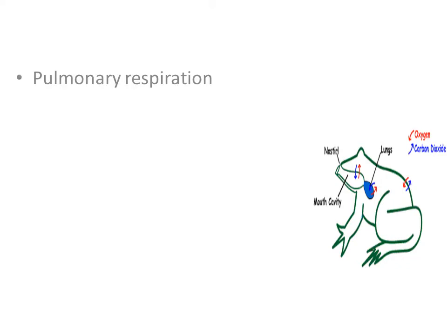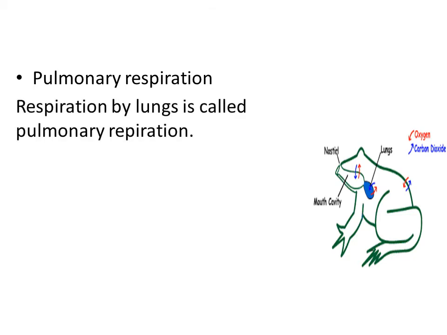Then the second method of respiration is pulmonary respiration. What do we mean by pulmonary respiration? When respiration takes place with the help of lungs, that kind of respiration is called pulmonary respiration. Actually, when the frog is on land, it utilizes lungs for exchanging respiratory gases. Because the lungs are the major organ involved in the respiration, this kind of respiration is called pulmonary respiration, right? Pulmonary respiration is nothing but respiration by lungs.